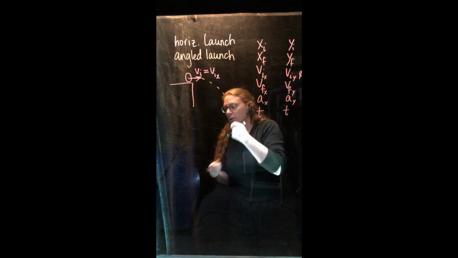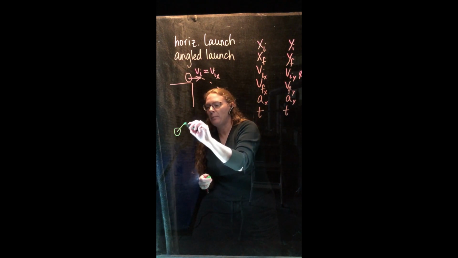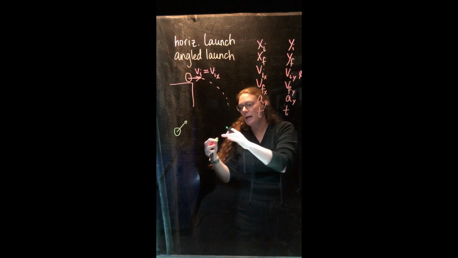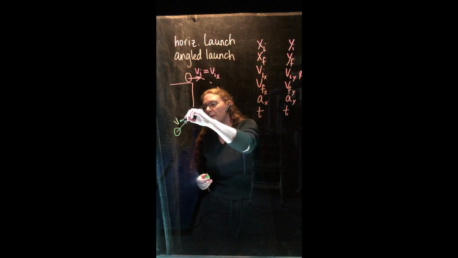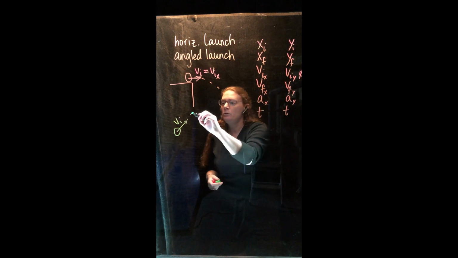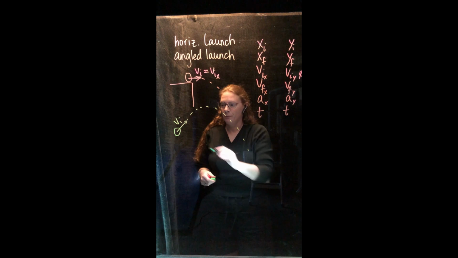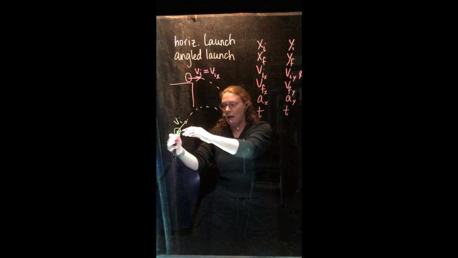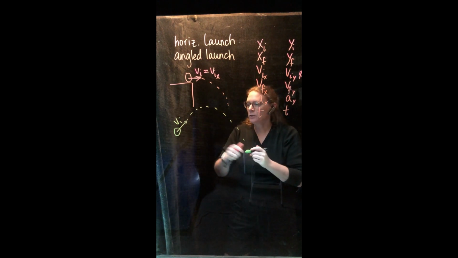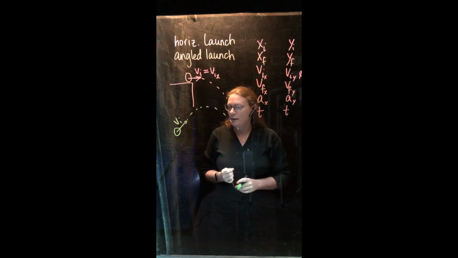For an angled launch, that's something like that baseball home run. It's launched at an angle. It starts moving with some initial velocity like this, and it's going to go down. It might start above ground, it might start on the ground, but let's just focus on this initial piece right here.